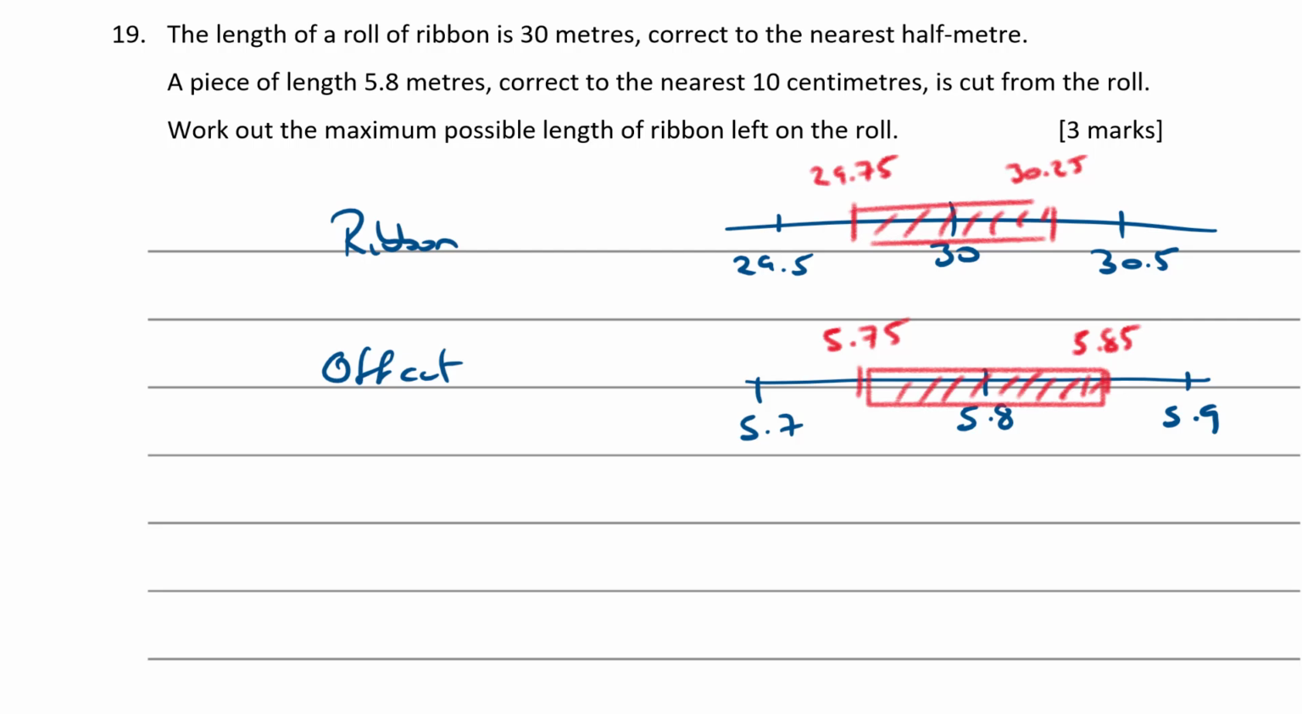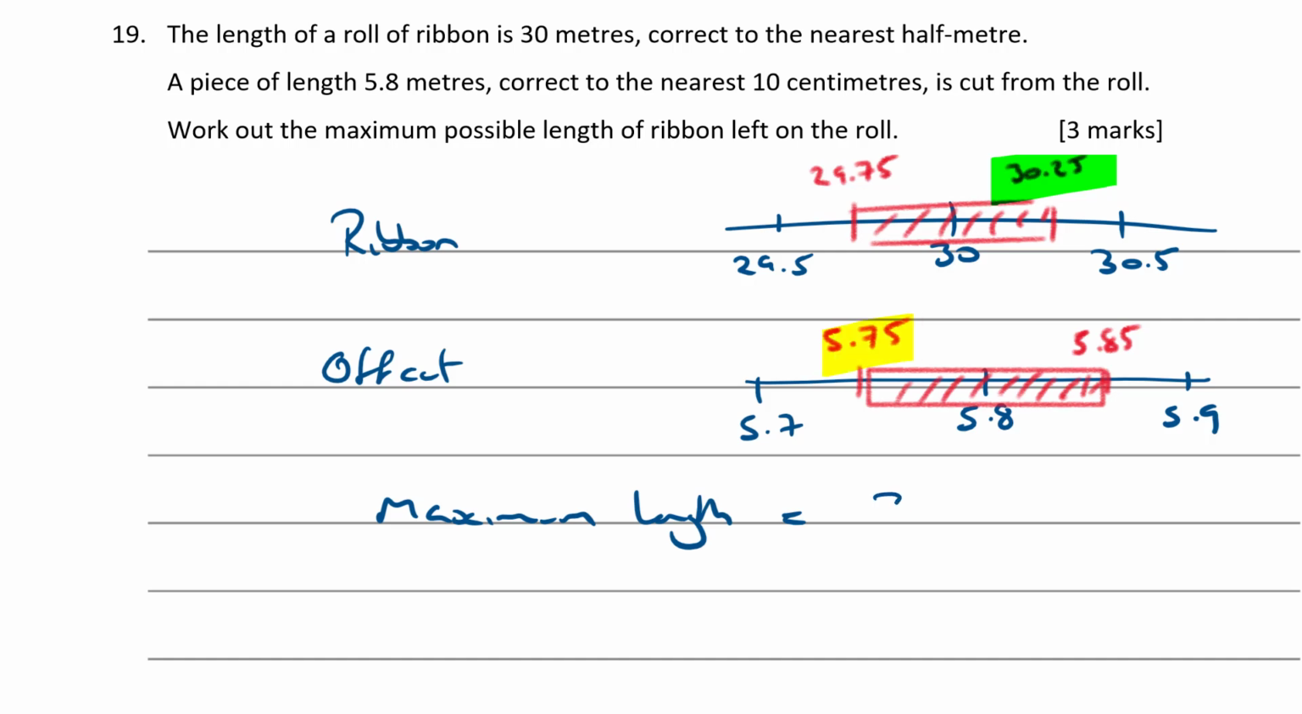Okay, so what we're doing, we're taking our ribbon and we're cutting the offcut off, and we want to maximize the bit of ribbon that is left. So our maximum length we're going to get is going to be our biggest bit of ribbon to start with, subtract our smallest possible offcut. So it's that one there, isn't it?